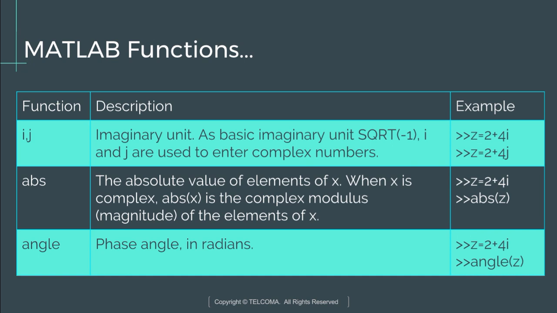Next is abs, the absolute value of elements of x. When x is complex, abs of x is the complex modulus of the elements of x. Next is angle. This is the function for phase angle, which is always measured in radians.